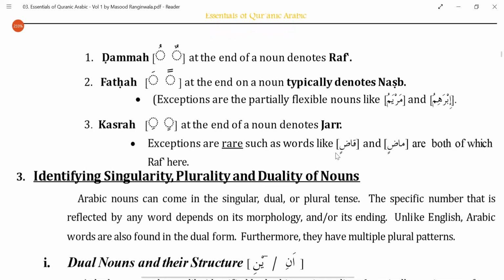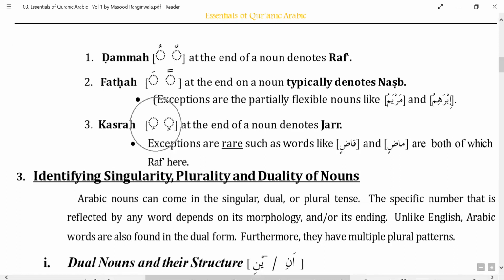Like, for example, here we saw rafa. How do you know that if a word is in rafa? If the word is ending in a dhamma or tanween dhamma, which is 2 dhamma, it is in rafa. If the word is having fatha at the end, this means the last haraka. Okay, the last alphabet carries what haraka is what you're going to check. So if it has a fatha or tanween fatha, that means the word is having nasb role. There are some exceptions which we will see later on. We haven't covered flexibility yet, so I don't want to mention this here.